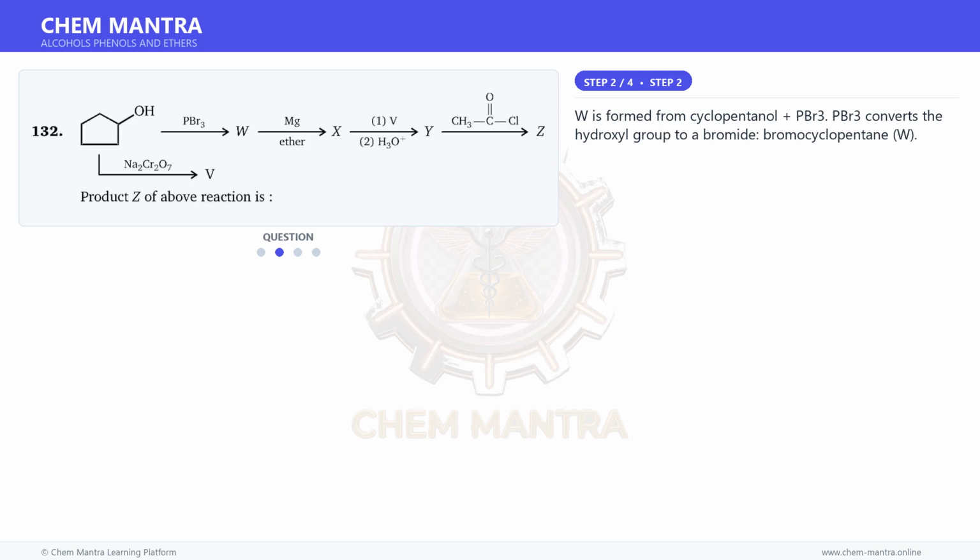W is formed from cyclopentanol plus PBr3. PBr3 converts the hydroxyl group to a bromide, bromocyclopentane, W. Moving on to the next step.